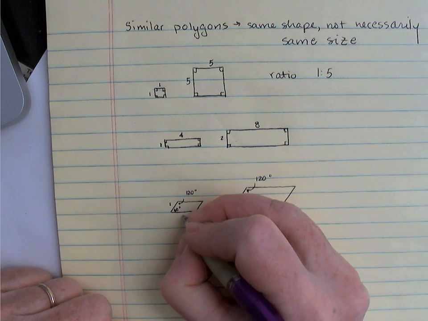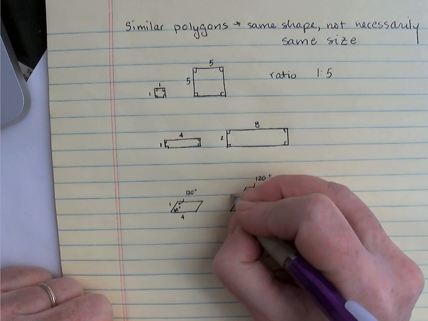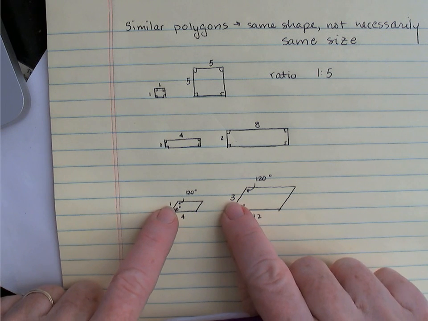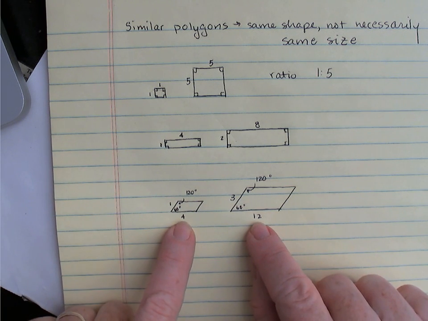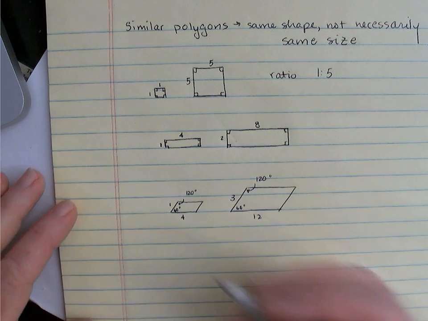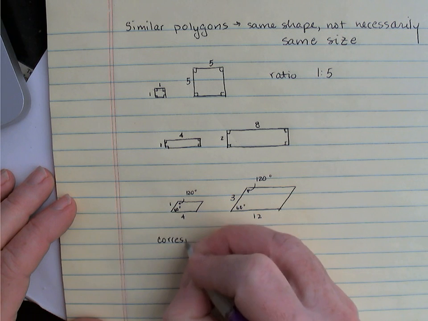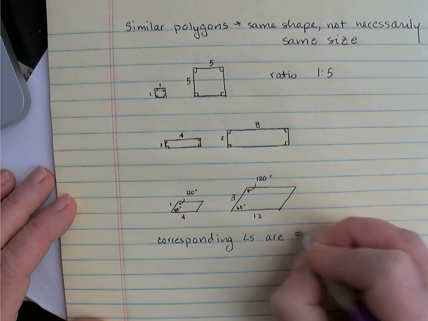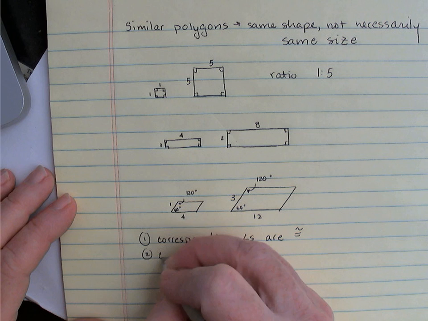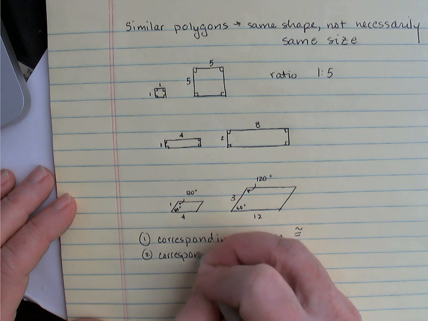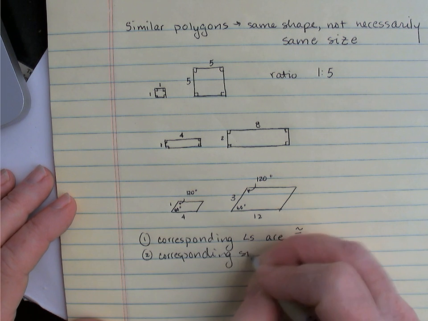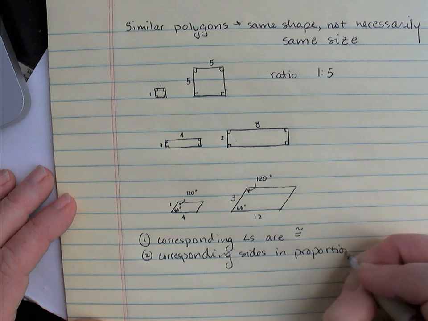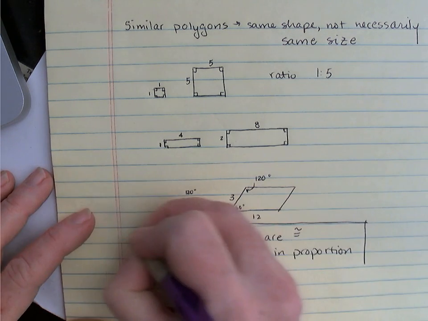So if I say this is 1 and 4, and I know this side is 3, then this side has to be 12. So the ratio of this side to this side is 1 to 3. This side to this side is 4 to 12, which reduces to 1 to 3. So corresponding angles are congruent, and corresponding sides are in proportion. And that, in fact, is our definition. Corresponding angles are congruent, corresponding sides are in proportion.